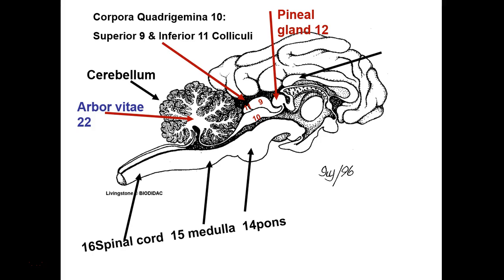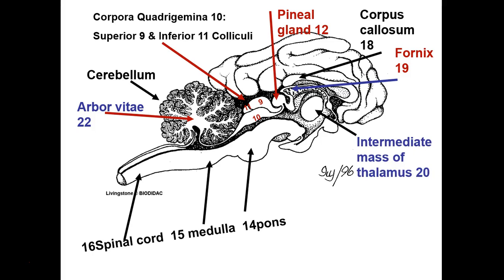The white matter that holds the 2 hemispheres together is called the corpus callosum, and it is number 18 on your picture. As the corpus callosum bends around, it is called the fornix. The fornix. The round mass that's very distinctive when you do a mid-sagittal section on the brain, that's where the thalamus is, but it's called the intermediate mass, and that is number 20.